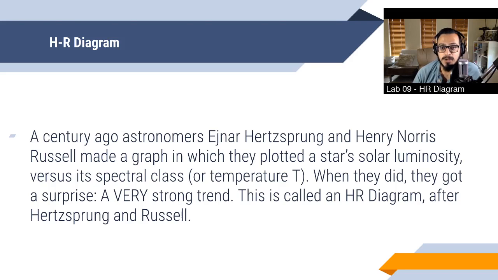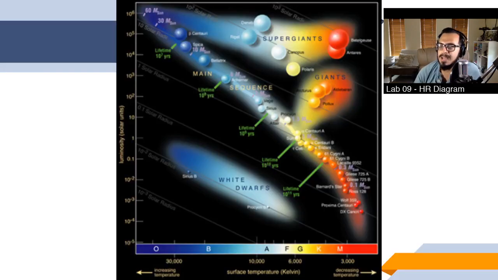A century ago, astronomers Hertzsprung and Russell made a graph in which they plotted the star's solar luminosity versus its spectral class or temperature. When they did this, they got a surprise. There was a very strong trend, and this diagram that they made is called the HR diagram after Hertzsprung and Russell. And here it is, the HR diagram.